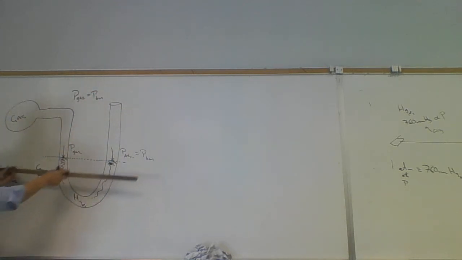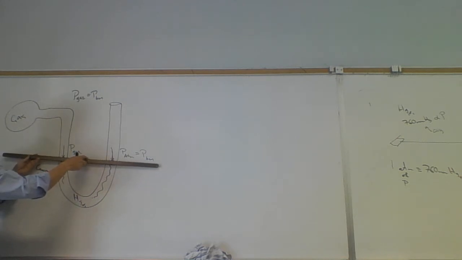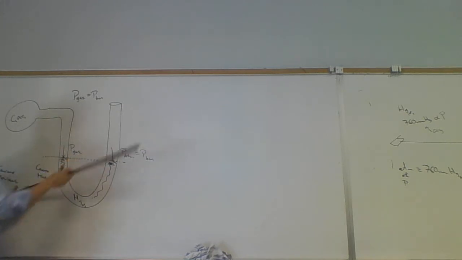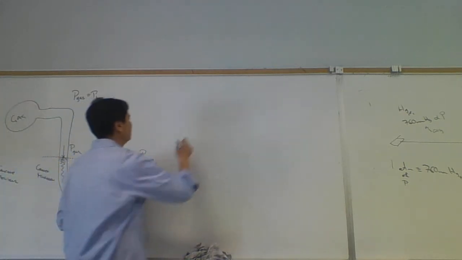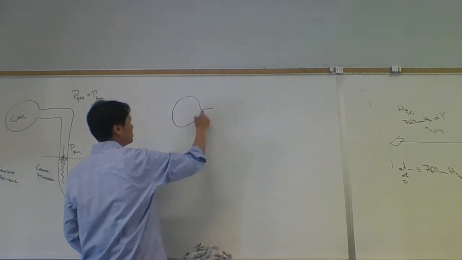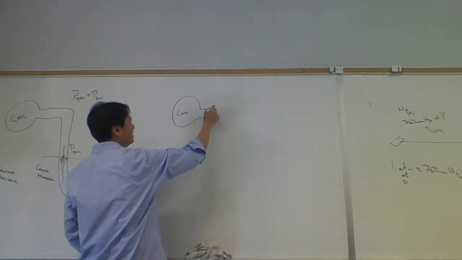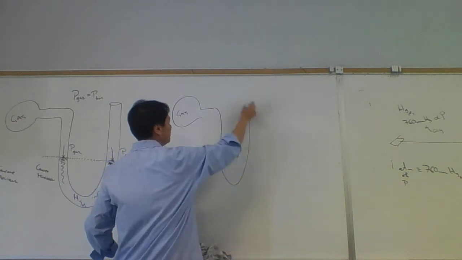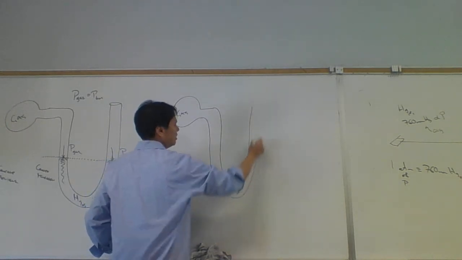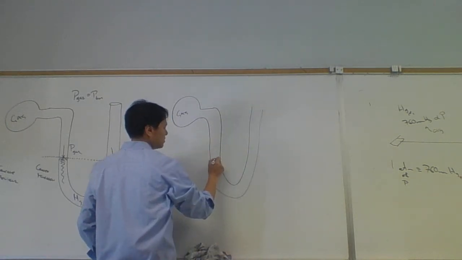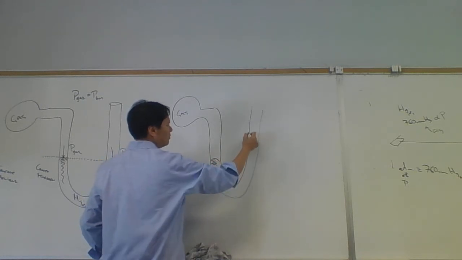The other scenario is this. What if the gas sample weighs more than the atmosphere? Then the balance is going to tilt like this, and we end up with this scenario here. If the gas is under higher pressure than the atmosphere, that's going to cause the levels to move. So this level is going to go down here. This level will go up.